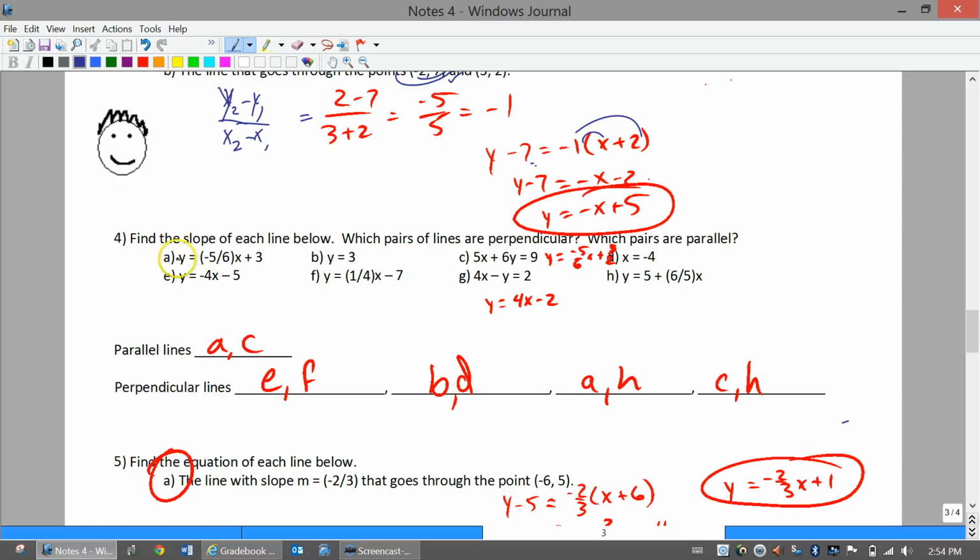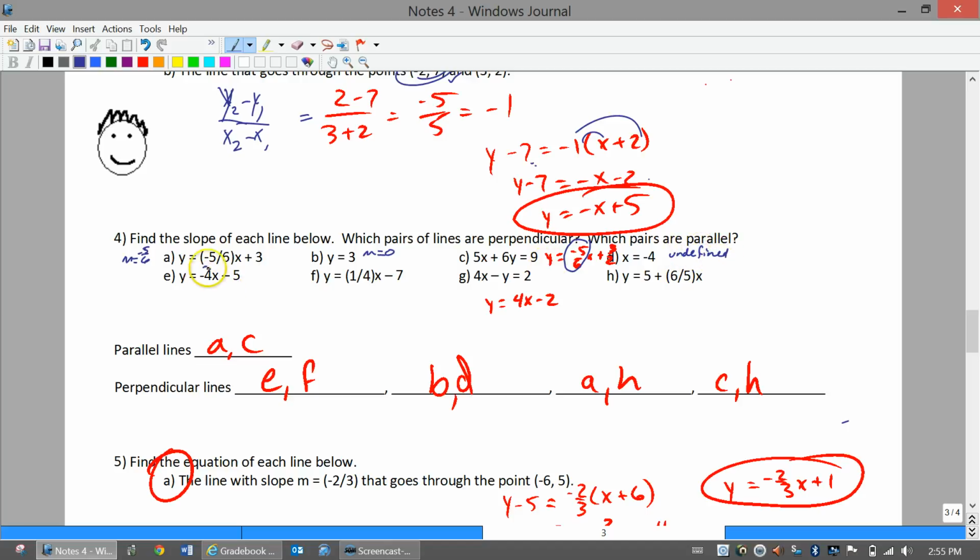So a good idea is to say, okay, for A, the slope is -5/6. For B, it's y equals, so that's horizontal, so the slope is 0. C, we can't see the slope right now, so we actually need to solve it for y first. When we solve it for y, we find that the slope is -5/6. On D, it's a vertical line, so our slope is undefined.